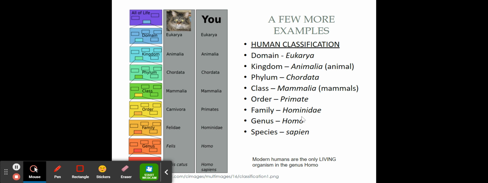And then we go into the hominid family, which is going to be primates that walk upright. The genus is Homo. This means we have started to lose a lot of our body hair. And then the current species right now is sapiens. So we are right now. Modern humans are the only living organism in the genus Homo, which again means that we are primates who walk upright with little body hair.